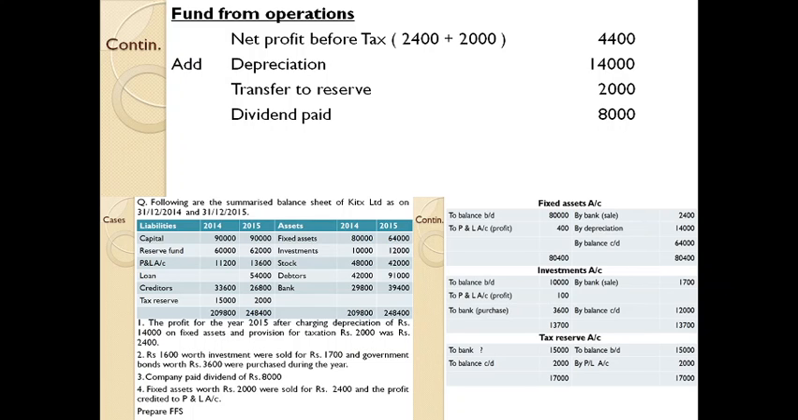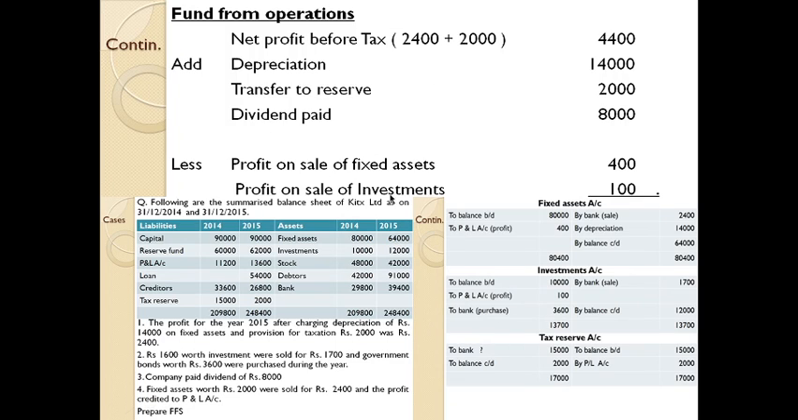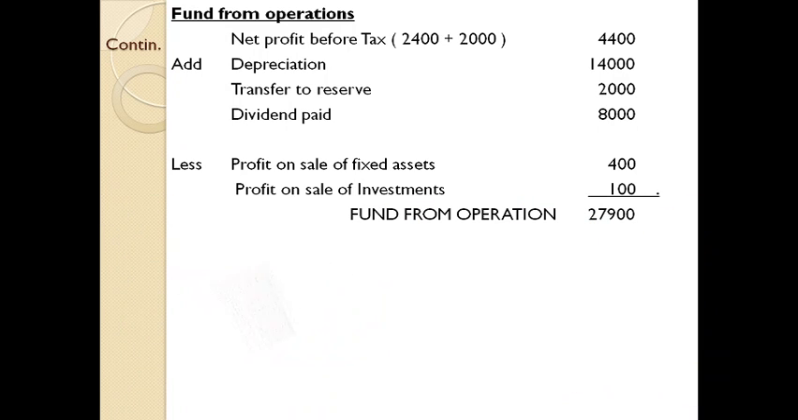Once we have done all the non-operating expenses, we have to go for the non-operating incomes, because we have left those items. Here, profit on sale of fixed asset 400, and another profit, profit on sale of investment 100. There are no other items to be considered. So let us take the total of fund from operation, and you will get 27,900.